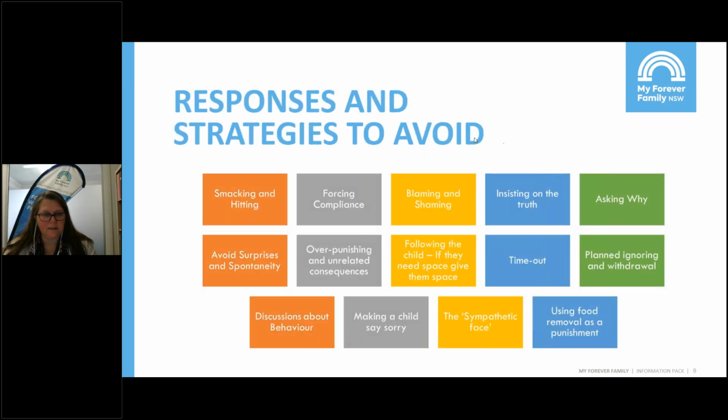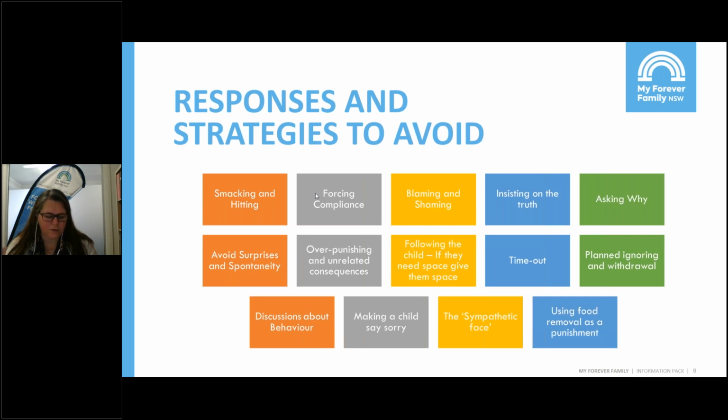Okay, so this slide is about the responses and strategies to avoid. Obviously we're going to avoid any kind of smacking or hitting. It doesn't fit with therapeutic parenting at all. It also doesn't fit with the code of conduct, and we spoke about that last week. Forcing compliance: we don't want to keep on doing something until they actually engage with it. It's not going to help, and if anything, that control and power behaviour is going to come out, and they're going to be less likely to do it.